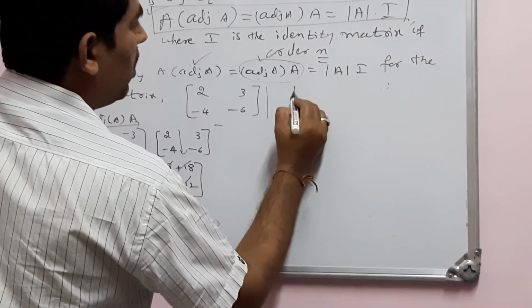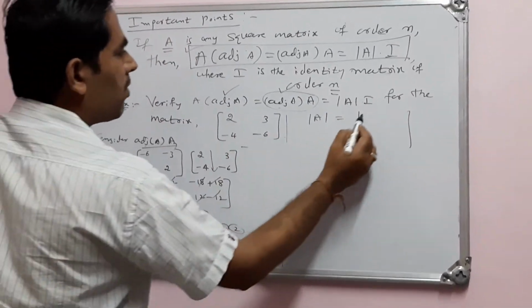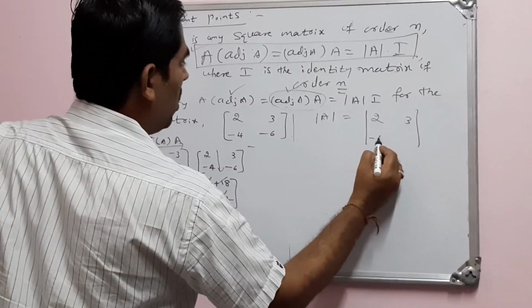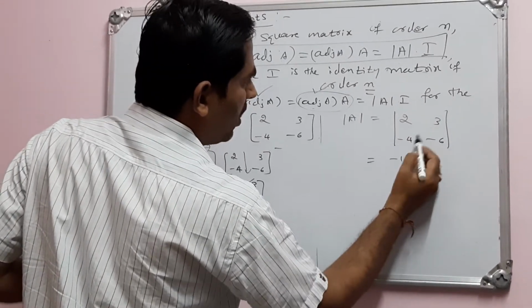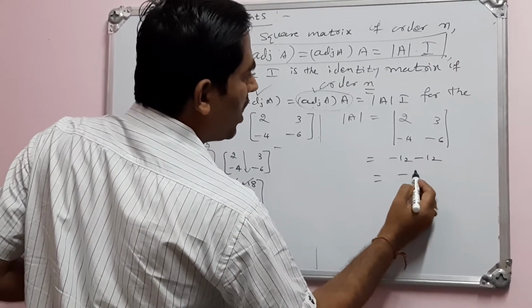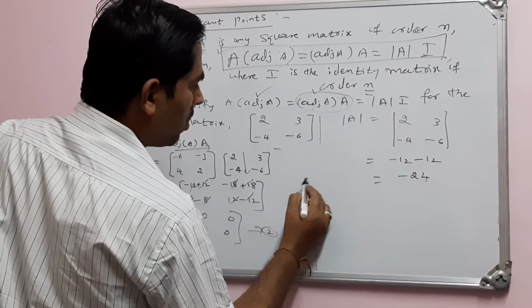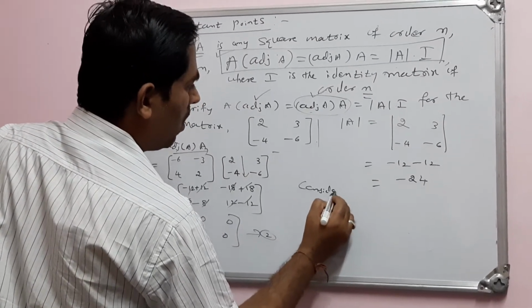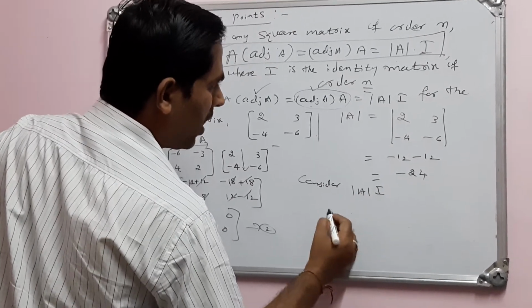Okay, then what is the determinant of A here? See, determinant of A is 2, 3, minus 4, minus 6. So I multiply here, 2 into minus 6 minus 12, then 3 into minus 4, that is minus 12. Okay, then minus 12, that will be minus 24. So then you consider determinant of A into identity matrix.